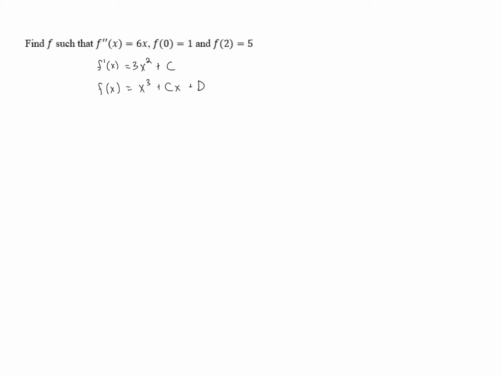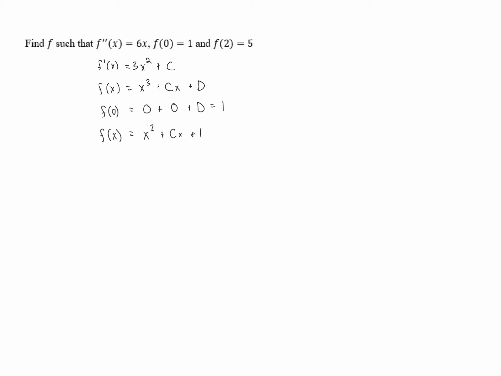So let's do that. Our f of 0 is equal to 0 plus 0 plus d. And we know that f of 0 was 1. So that tells us that d is 1. So our function is going to be x cubed plus cx plus 1.